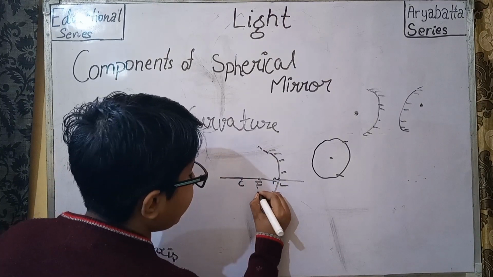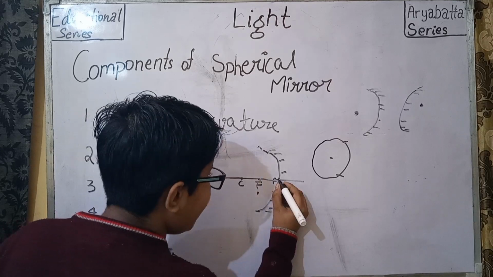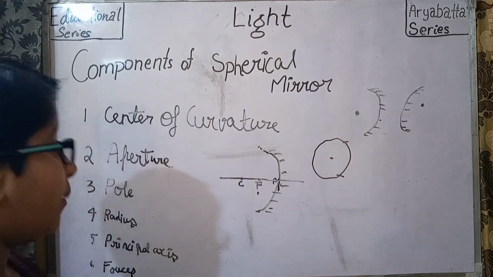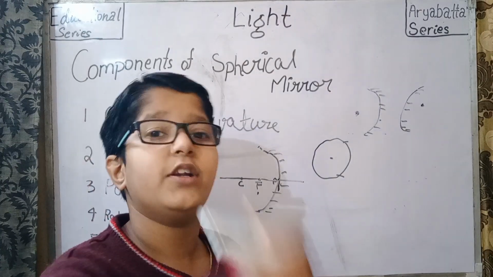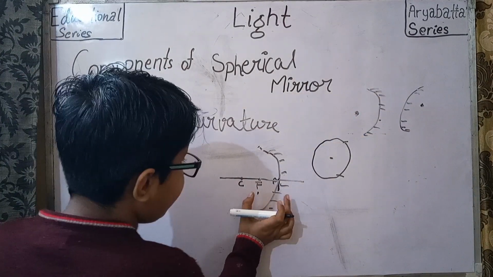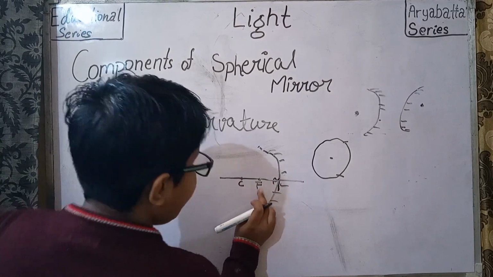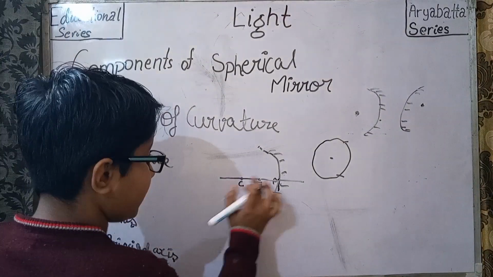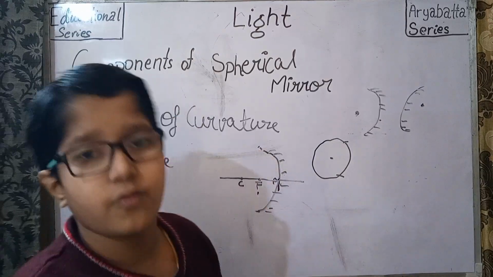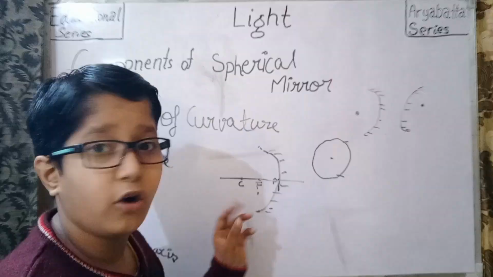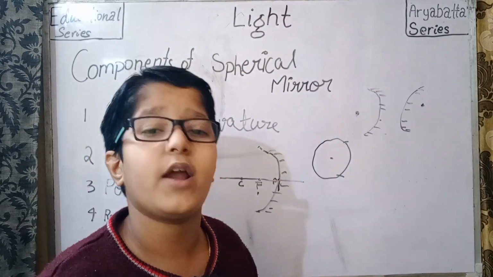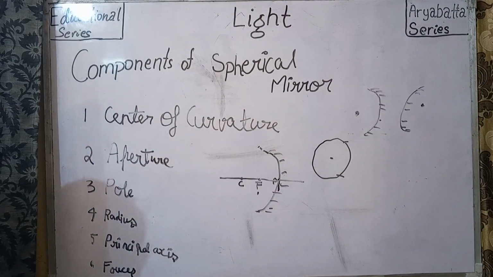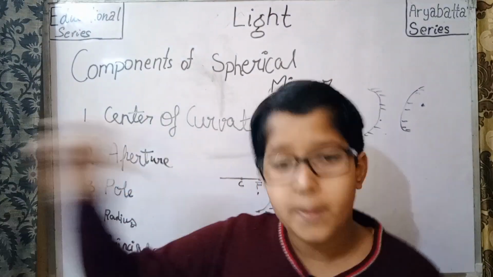Now the distance between the focus and the pole is known as focal length. It's not a part of a mirror, but it will be used in numericals, which you will do in the book. It also comes in CBSE 1 mark questions. What is focal length? The answer: the distance between the focus and the pole of a spherical mirror, or any mirror, is known as focal length. Now we are done with the parts of a spherical mirror, and if any part is missed, we'll see it in the PPT.